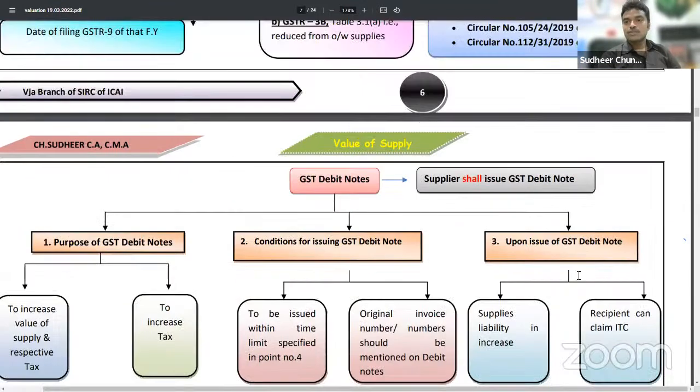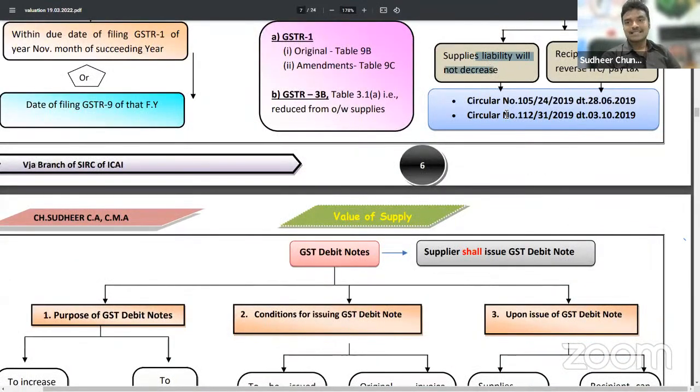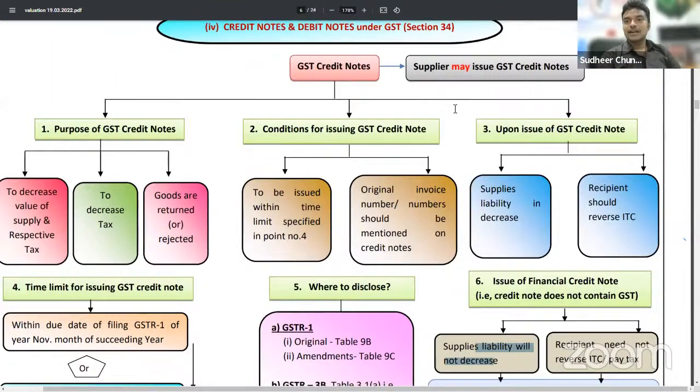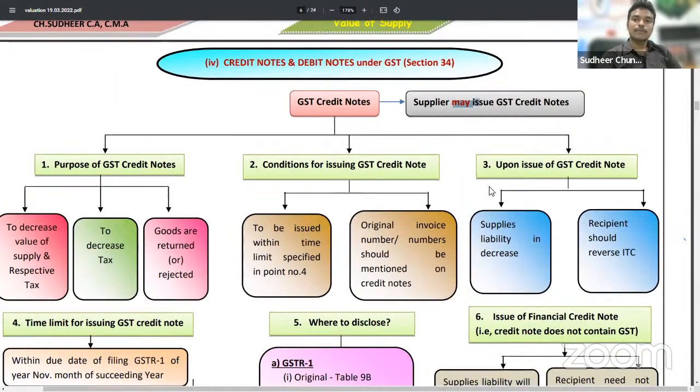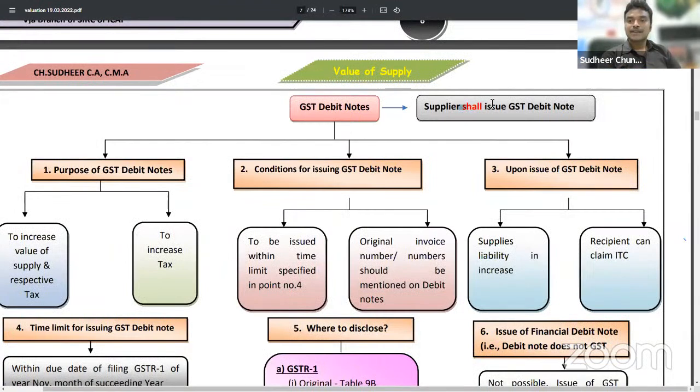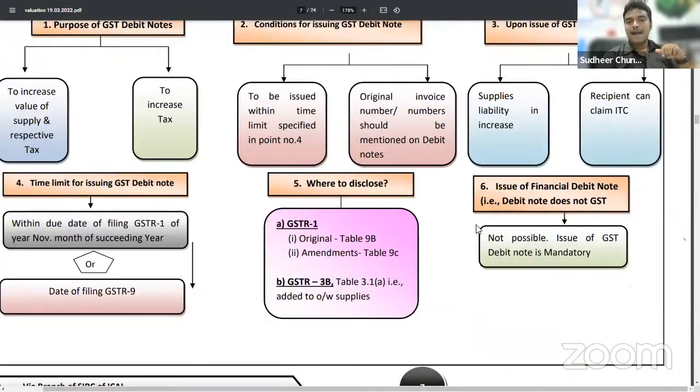Sir, in credit notes, since the liability decreases, the government has used the term "may". But in debit notes, the term used here is "shall". That means it is mandatory to issue a GST debit note. If you want to increase the value of supply, you have to mandatorily increase the taxes and issue a GST debit note. Okay, a financial debit note is not possible under the GST Act. Issue of a GST debit note is mandatory.